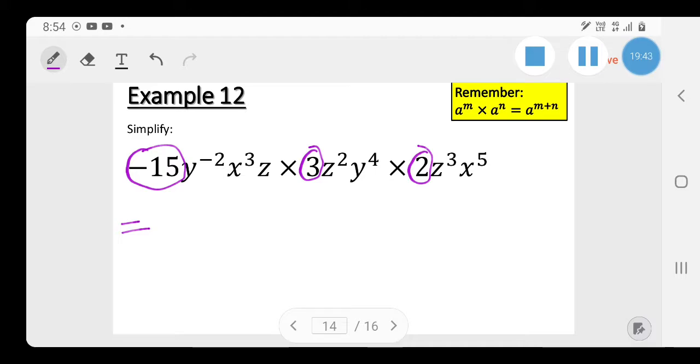First, we multiply the coefficients. We do it in 2 steps. Negative 15 times positive 3. Well, a negative times a positive is a negative, and 15 times 3 is 45. All right, now we have negative 45 times positive 2. Well, a negative times a positive is a negative. 45 times 2 is 90. So the coefficient is going to be negative 90.